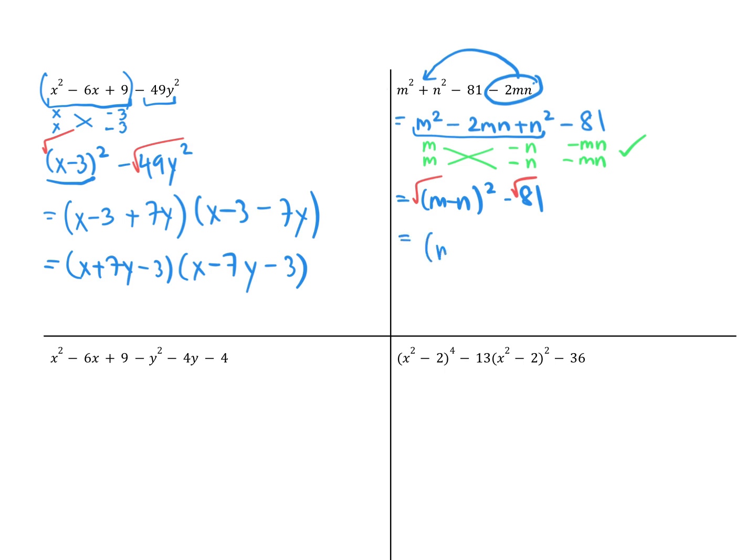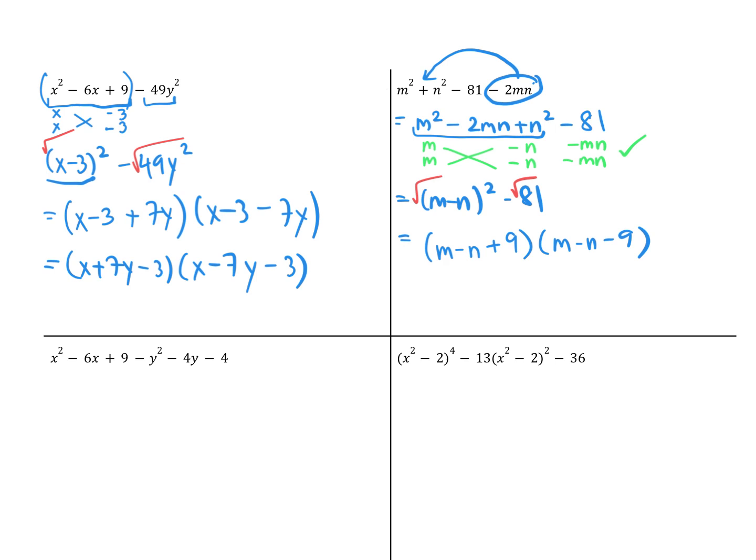So we'll have m minus n plus the square root of 81 is 9, and then m minus n minus 9. And now it's nice and factored. All right, for our next one, x squared minus 6x plus 9 minus y squared minus 4y minus 4.